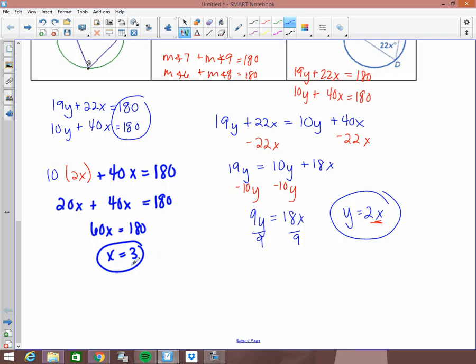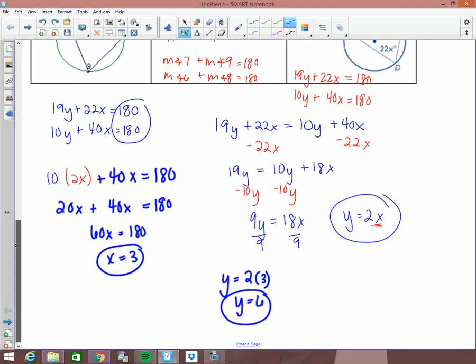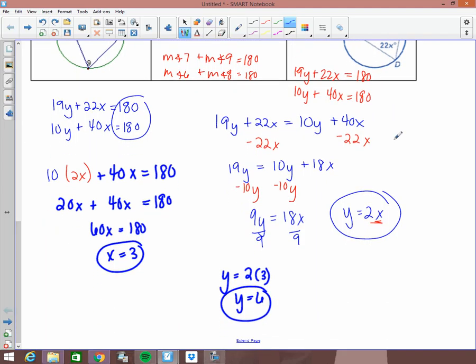Okay. Now, to figure out what y is, I need to plug x into any one of these three equations. So I'm just going to plug it in here to find y. So y equals 2 times 3, which means y will equal 6. Okay, so the answer here is going to be 3, 6. Okay. And that's using your Algebra 1 systems of equations.